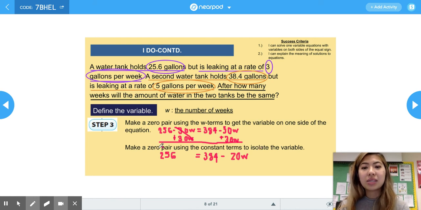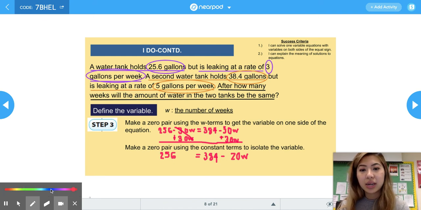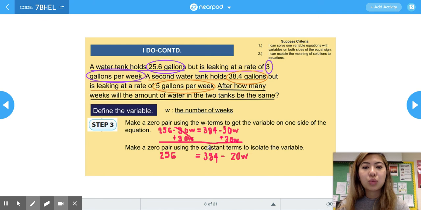And now we have to make a zero pair with the constant terms to isolate the variable, to keep the variable on its own side. So to do that, I'm going to move the 384 to the other side. The opposite of adding by 384 or positive 384 is subtracting 384 on both sides.